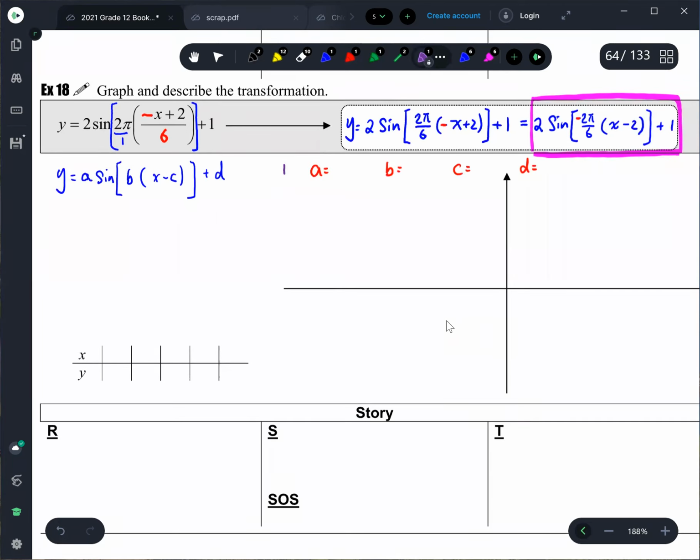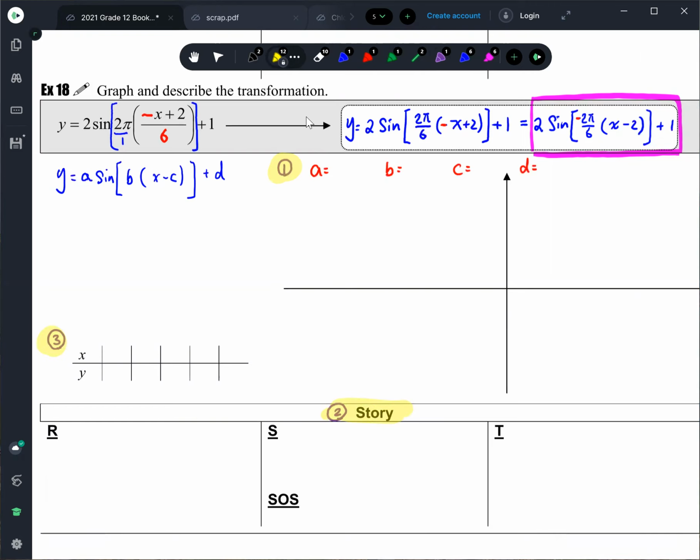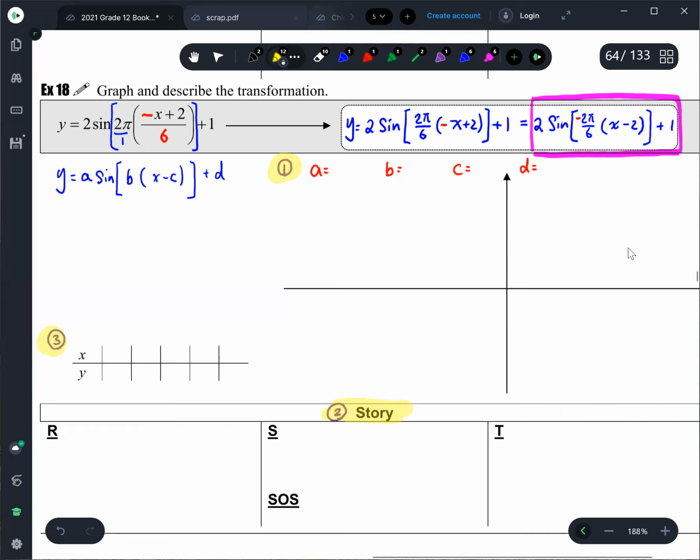First, ABCD. Second, the story. Third, the table. And then finally, your graph. Once you completed the story, you can raise your hand. We'll check the story.